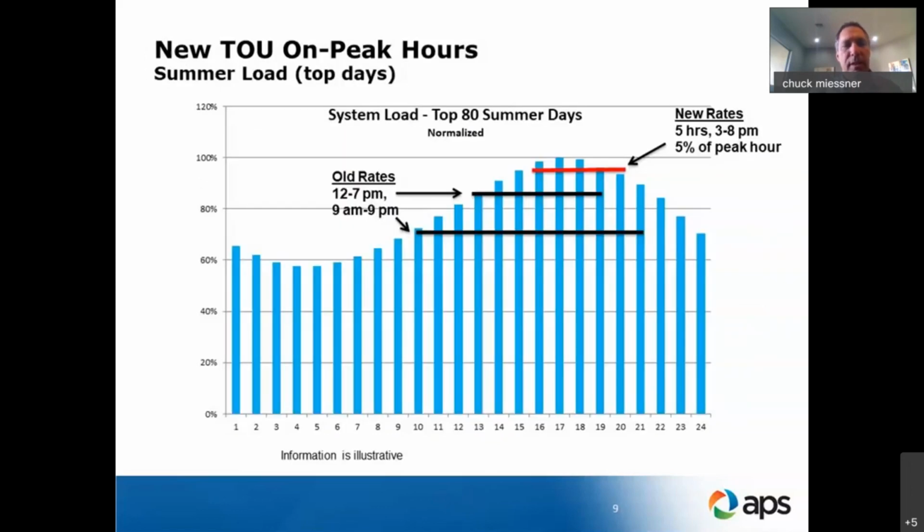Here's the hours again. The black is the hours we used to have. We used to have a 9 a.m. to 9 p.m. peak, a real long one. Then we moved to noon to 7 some years ago. Our peak is getting later due to the solar, and our net load is definitely getting lower, but even our system peak is getting a bit later. So the red is our new 3 p.m. to 8 p.m. 5-hour peak.